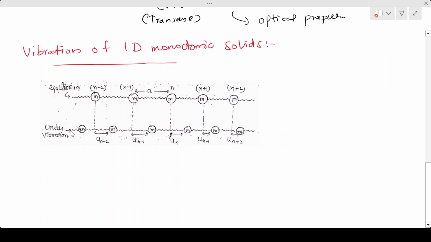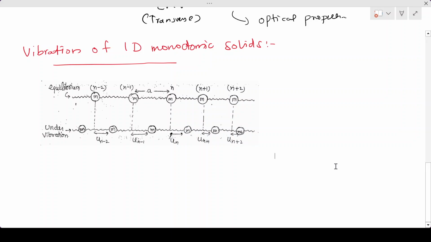You can also see that under the vibration the initial positions of the atoms are slightly displaced. You can see u n minus 1, u n minus 2 at different positions: the n minus 2 atom, n minus 1, nth atom, n plus 1th atom. So there is a slight displacement under the vibration of the atom from the initial position. This can be either left or right, depending upon the direction of the force you are applying. So under vibration, it is executing a motion.